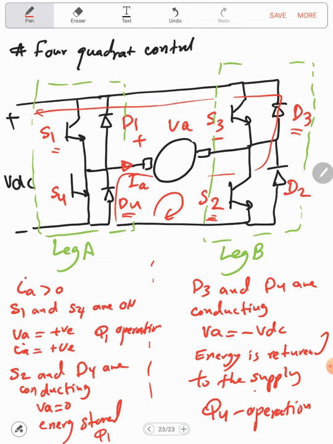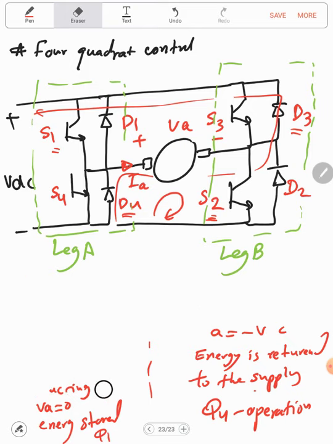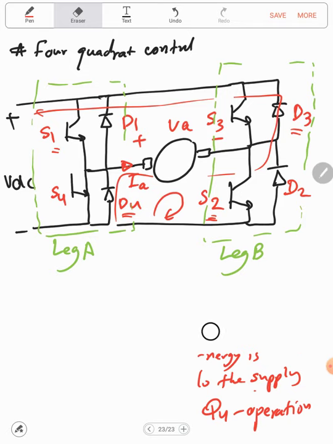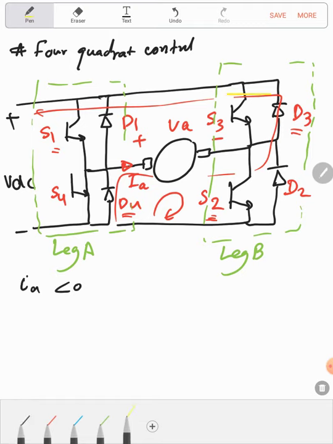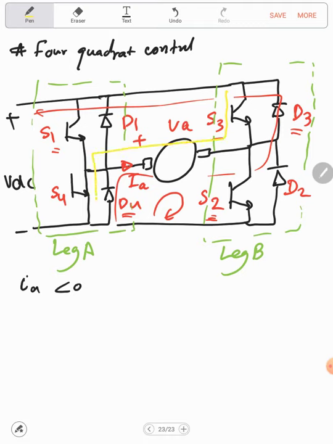Now, what about if we have negative current? For negative current, IA is negative. So here, IA is negative. And let's see what possible scenarios we have. The first one is the current will flow via the switch S3 and the switch S4.